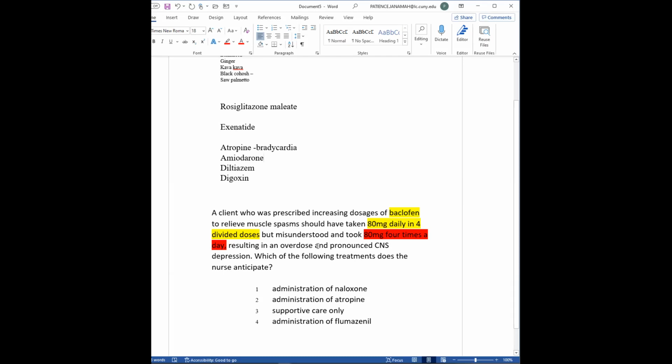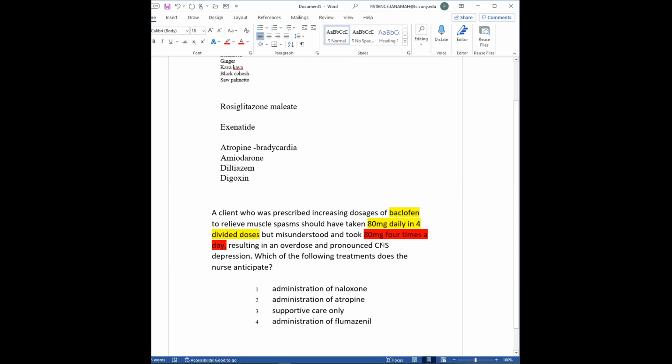Resulting in an overdose and pronounced central nervous system depression. So the next thing now, they have brought baclofen causing central nervous system depression because the patient took too much of it. That's an overdose.